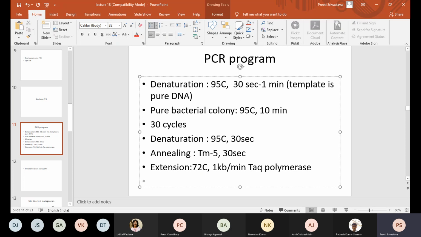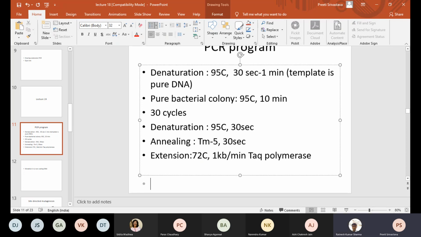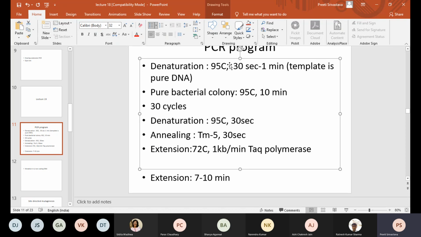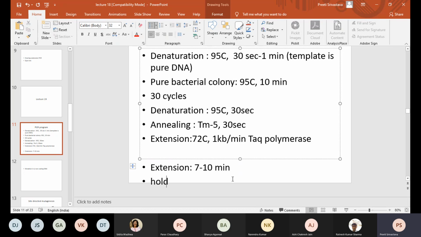Finally, you repeat 30 cycles of this, and finally we keep one final extension, and this is done for 7 to 10 minutes. The reason we do this step is to ensure that any templates which are truncated, which are not extended, will also be extended in this step. And finally you keep it on hold at 4 degrees Celsius, and then you can leave this overnight, or depending upon the time you can keep it for 3 hours, 4 hours, as per your requirement.